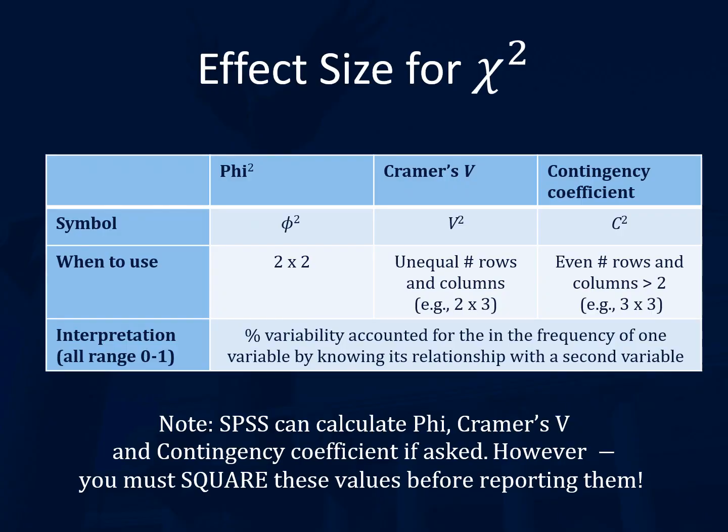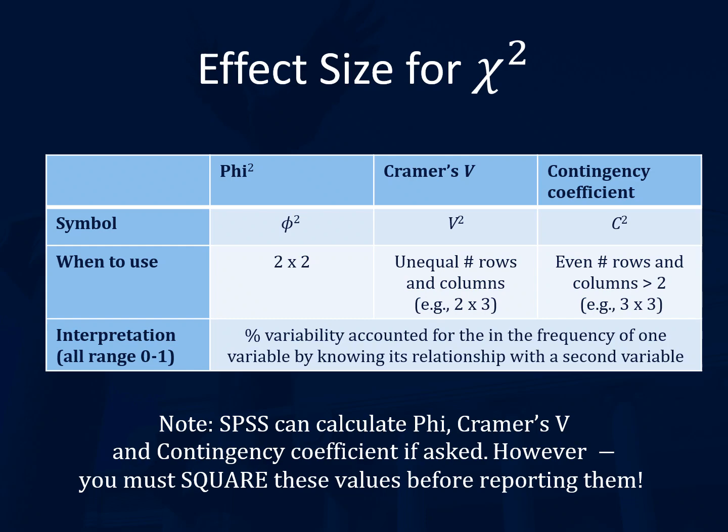Now, just as a recap, I know this is in your textbook, but sometimes it's good to just have it out here. The effect size for chi-square depends on the type of contingency table you have. So we will run a phi squared if we have a 2 by 2 contingency table, so if you have two nominal variables and each nominal variable has two levels. The Cramer's V will be used if you have unequal numbers of rows and columns, so like a 2 by 3 or a 3 by 4 or a 2 by 5. Then we would use the V squared.